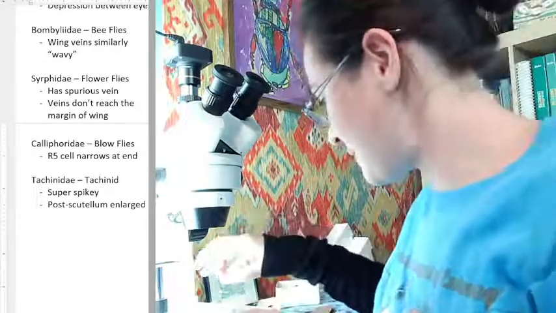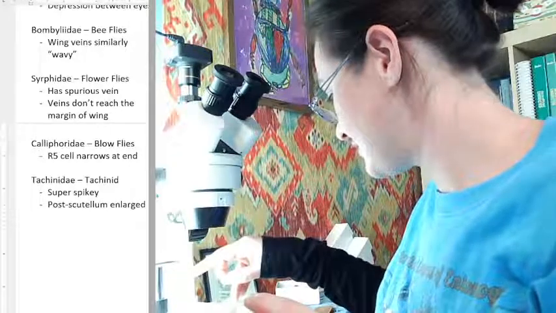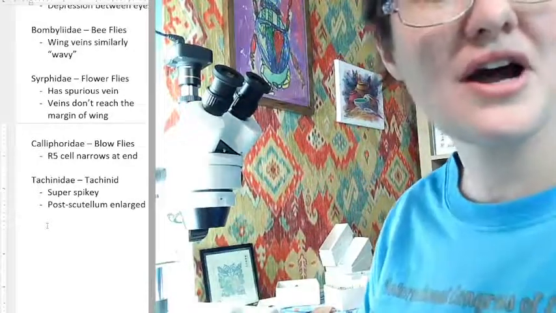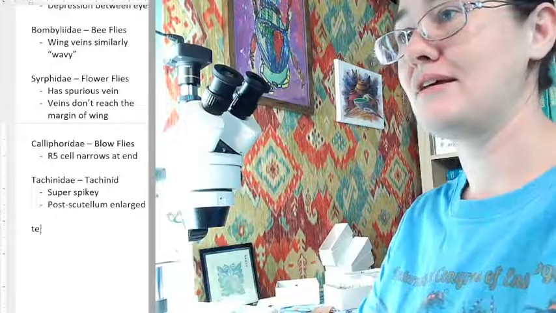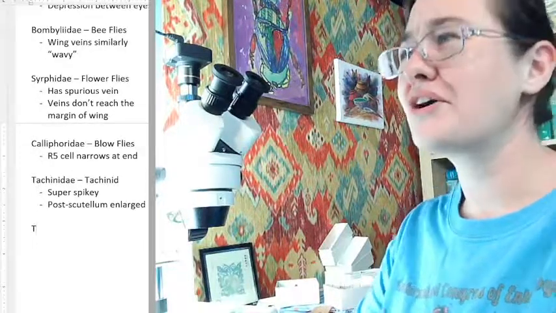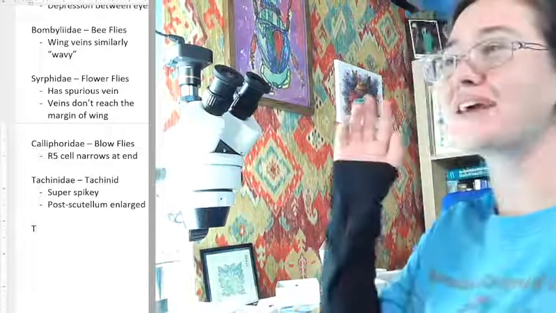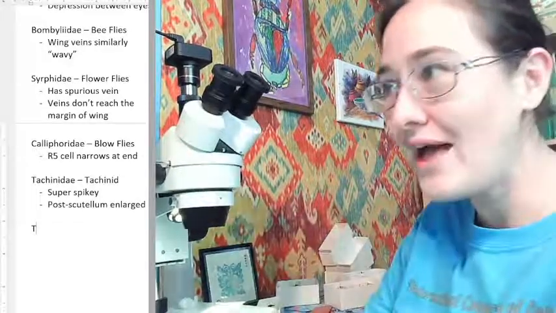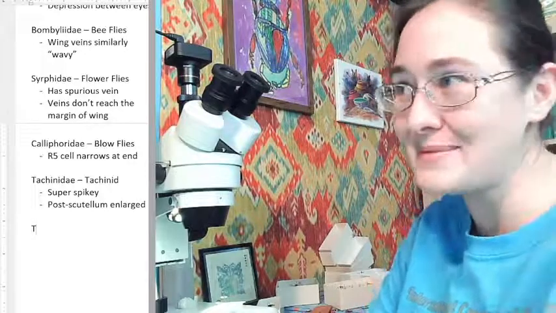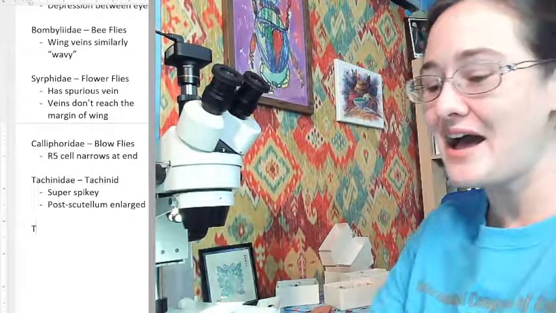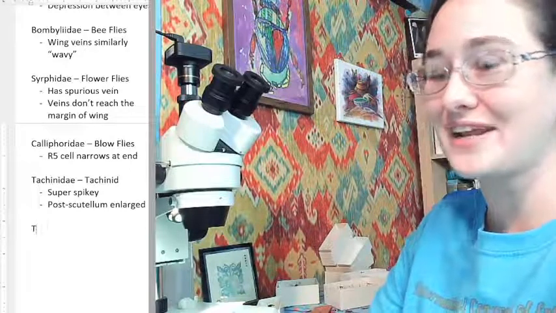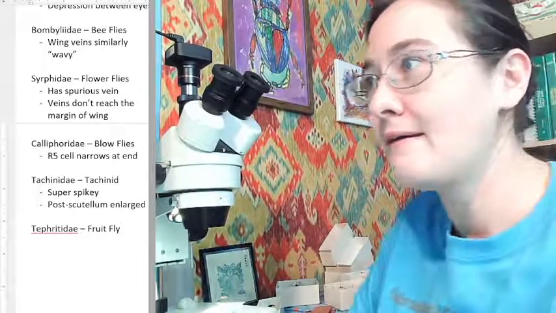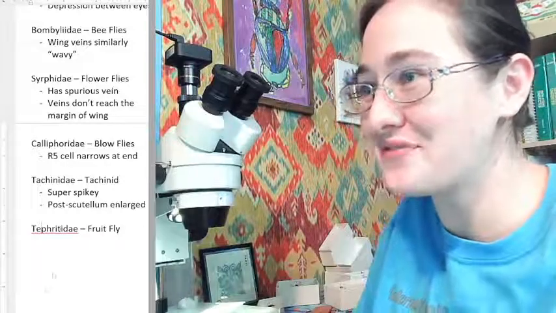The next one we're going to be talking about are the tephritids. The tephritids are fruit flies. Now, you may think, aren't fruit flies Drosophila, right? And every science class you've ever gone into, if you learned about Drosophila, you called them fruit flies. Well, yes, the common name for Drosophila or Drosophilidae can be fruit flies, but the tephritids called it first. The entomologists say that the tephritids are fruit flies.